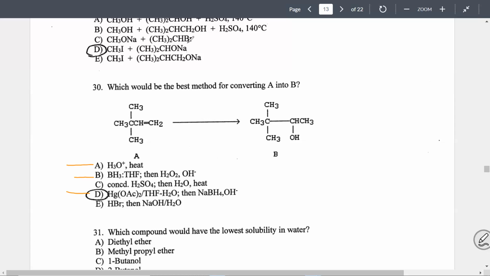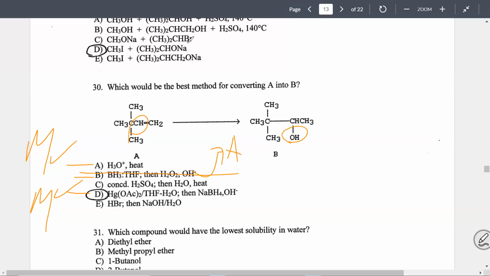What was the difference between them? Markovnikov and anti-Markovnikov. The acid one and the one with mercury are both Markovnikov. The one with boron was anti. In this case, we're adding the OH at the more substituted site, so there's no way that it's going to be B.